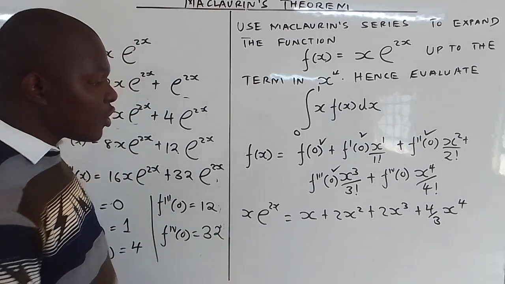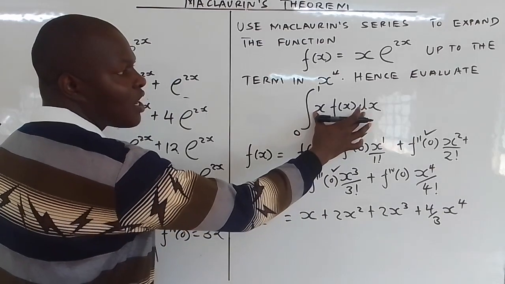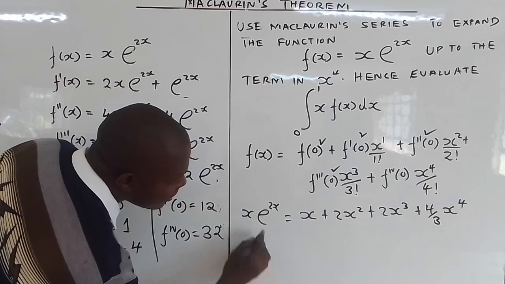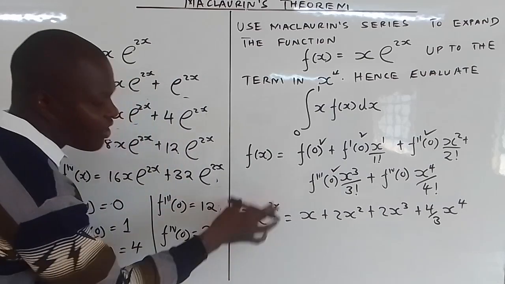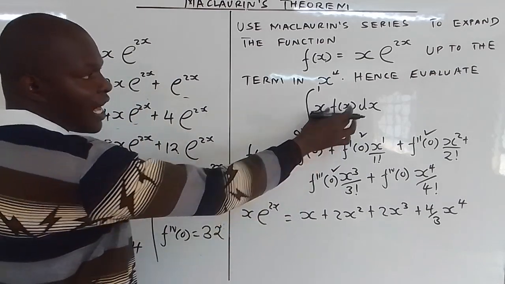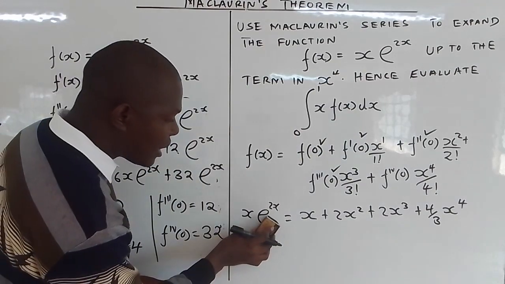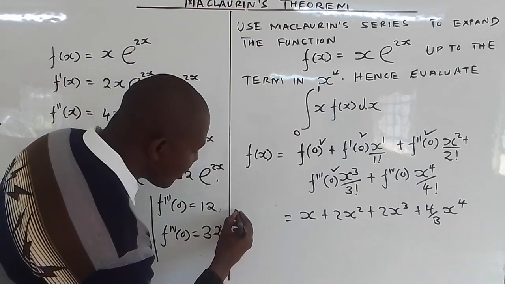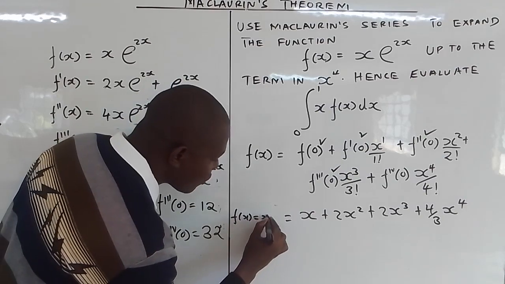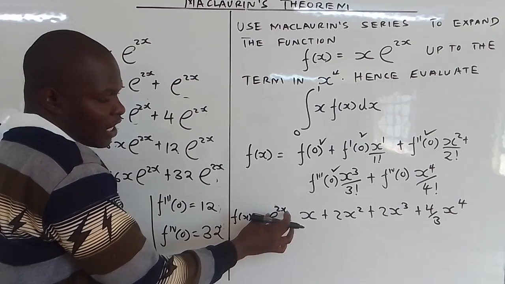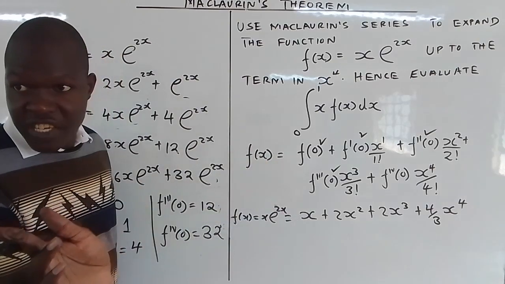So what have we been told after getting this expansion? To evaluate the integral x f of x. So the first thing you come here, what is this? Your x exponential 2x is the function f of x, isn't it? So for you not to confuse, the function f of x is equal to x exponential 2x. So where there is x exponential 2x is the function f of x itself, isn't it?